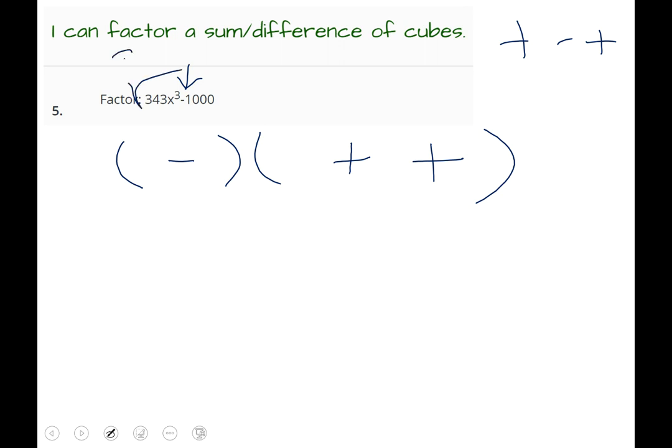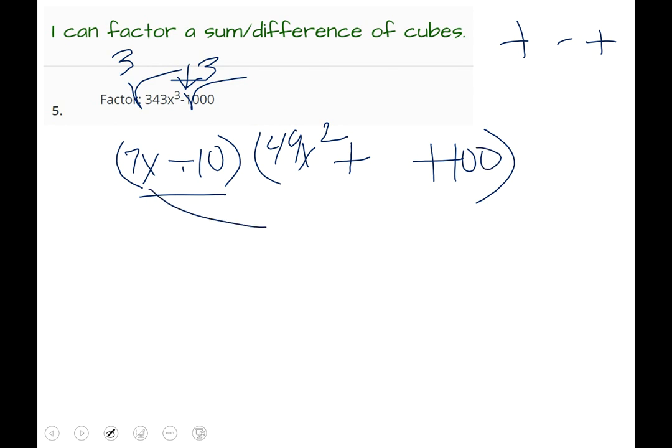Now I take the cubed root of 343x cubed. I've made it messy here, so it's nicer on the test. So that means I've got 7x. And then I take the cubed root of 1,000, and that would be 10. And I ignore my original, and I just work with this. I square the 7x, and I get 49x squared. I square the 10, I ignore the signs, and I get 100. And then I ignore the signs and multiply those together for the middle, and I get 70x. This piece back here will not be factorable, so that's as much as we can factor.